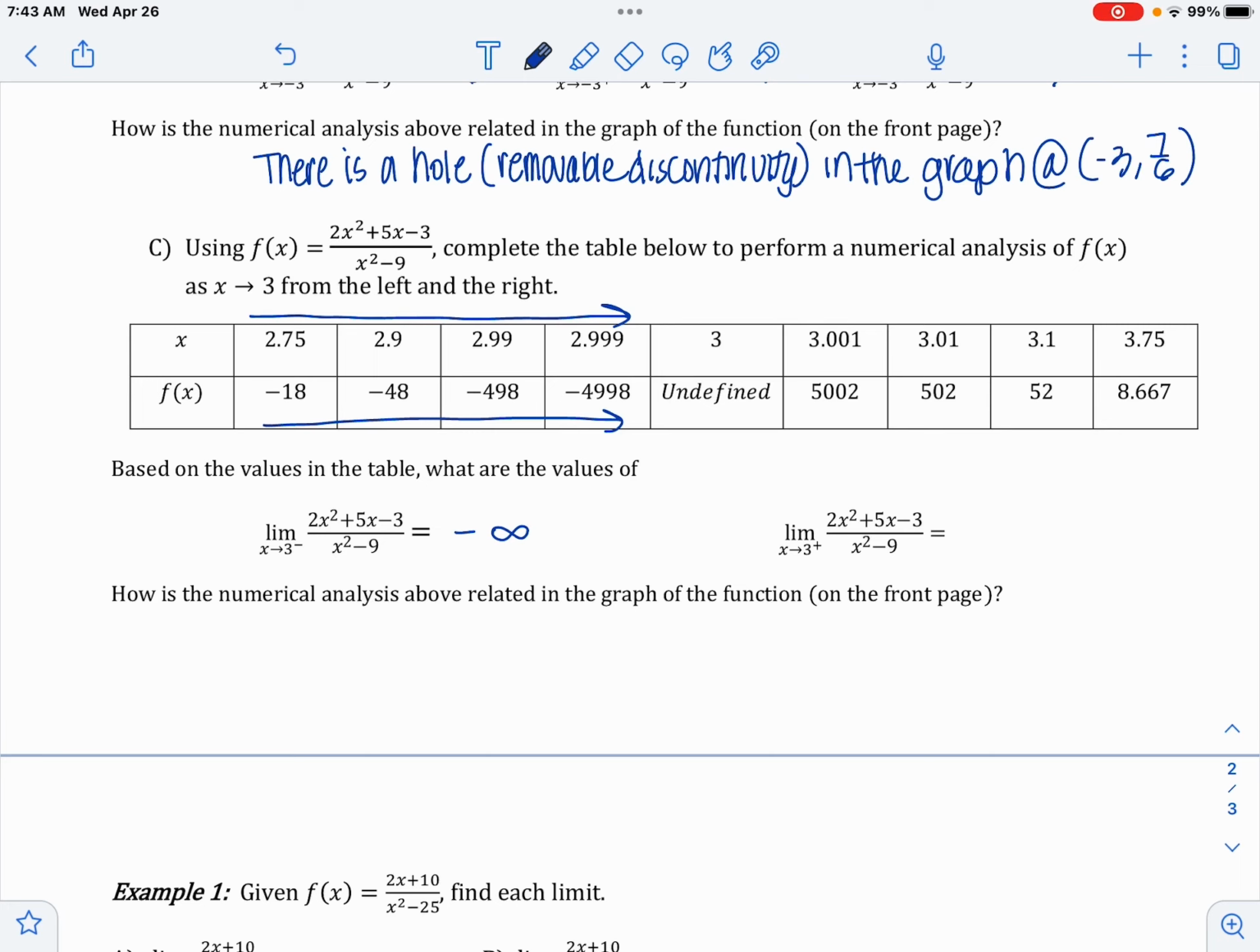All right, now I'm going to approach 3 from the right. So I'm going to look this way, look at your y values, and they're getting bigger and bigger and bigger and bigger, right? So they're approaching infinity. Okay, all right.